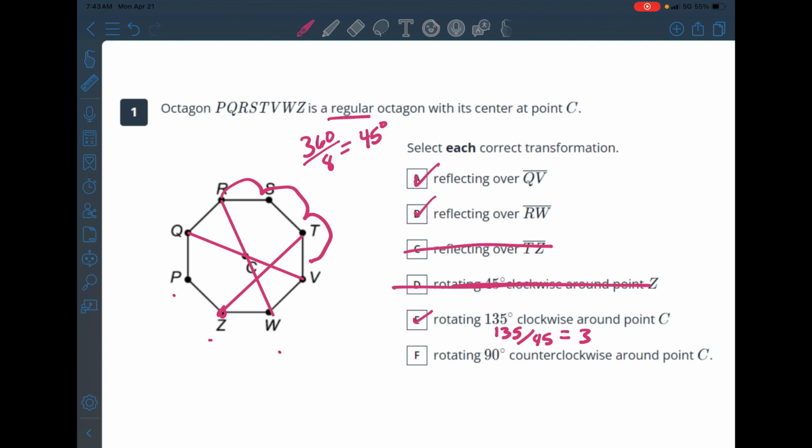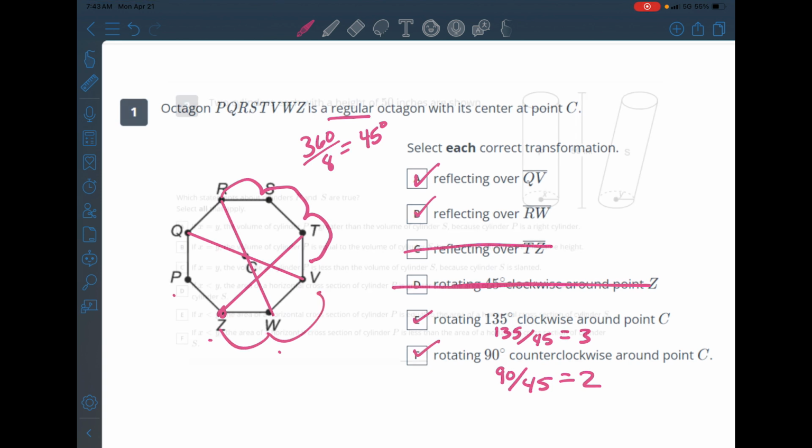Okay, rotating 90 degrees clockwise around point C, or counterclockwise. So once again, I would take 90 divided by 45. I get 2, which is a whole number, so that works. That would mean Z would end up where V is.